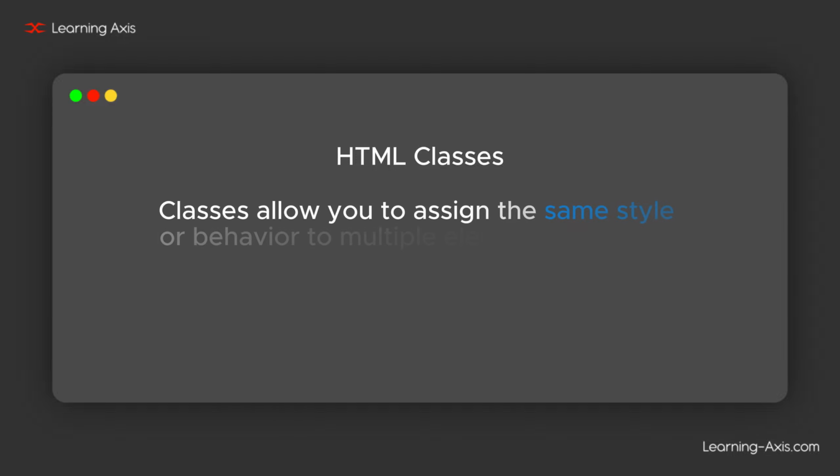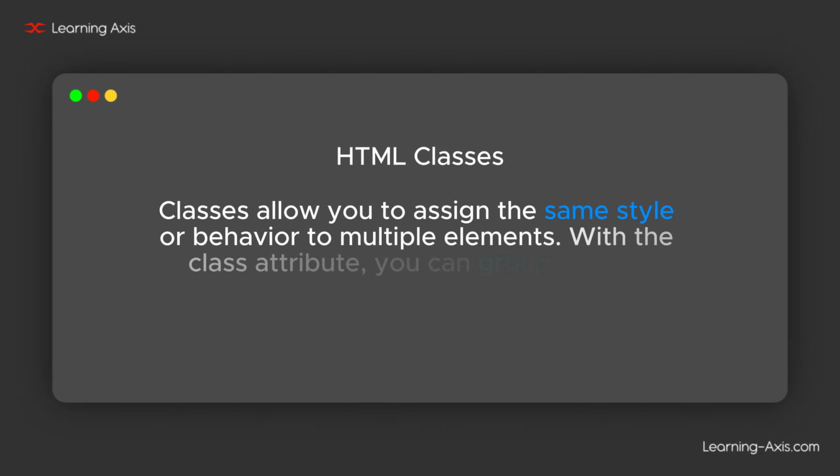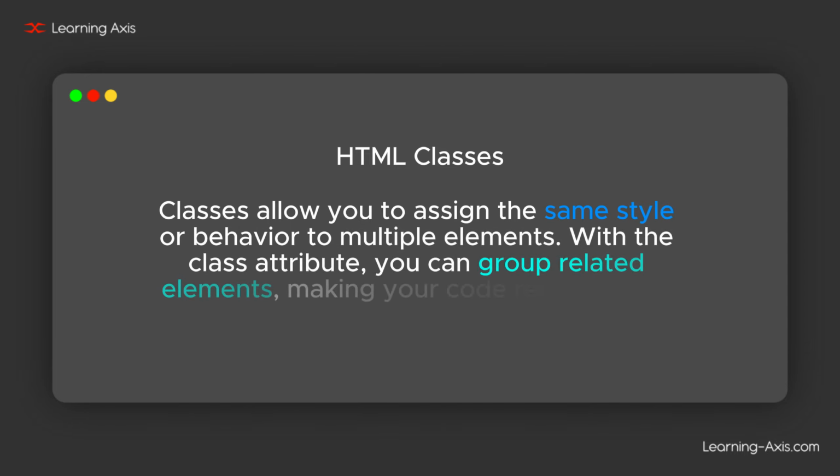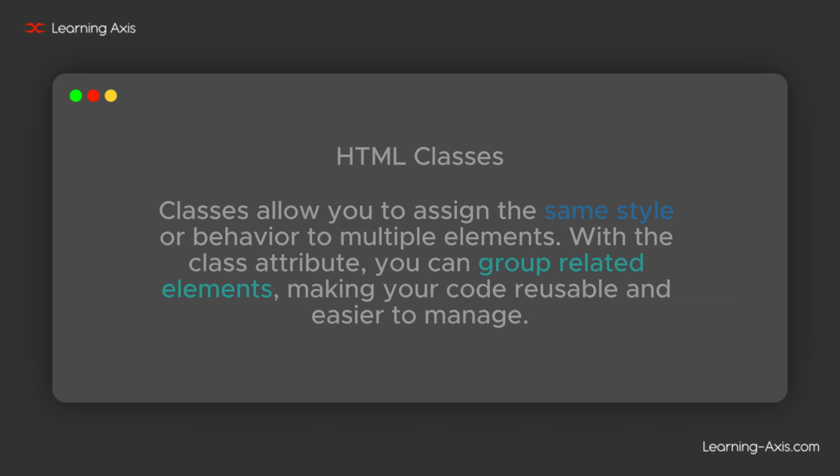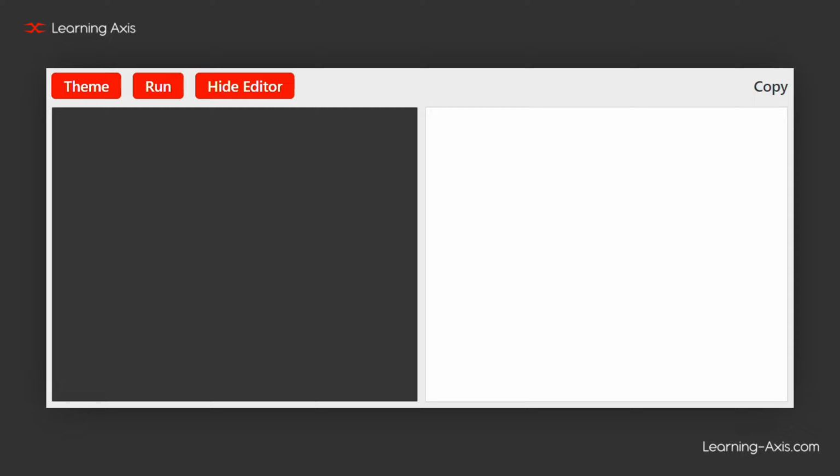Classes allow us to assign the same style or behavior to multiple elements. With the class attribute, you can group related elements, making your code reusable and easier to manage. Here's an example of how classes work.